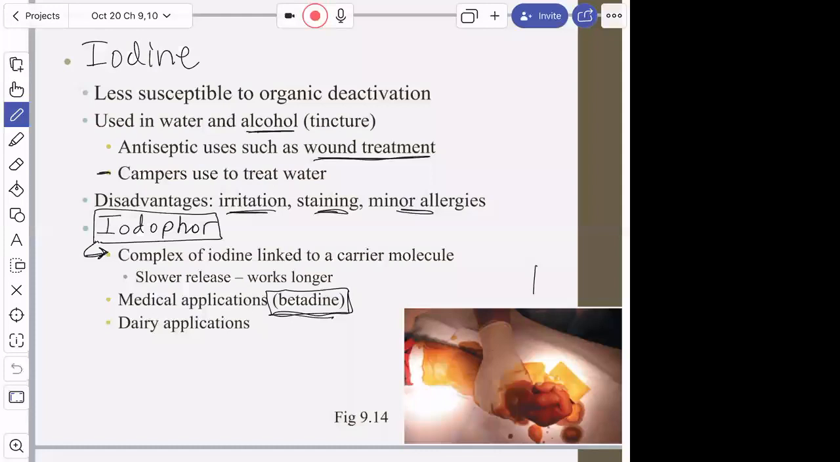Okay, here it looks like their example from the book is they're washing a patient's hand in some form of iodine, I think it's Betadine, before a hand surgery.